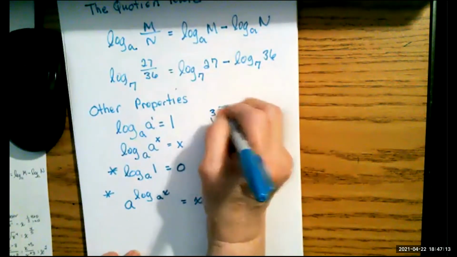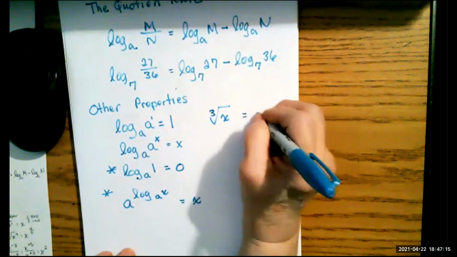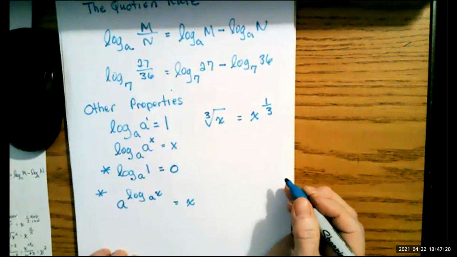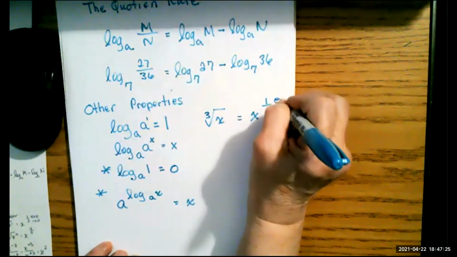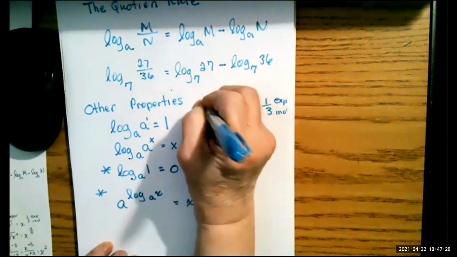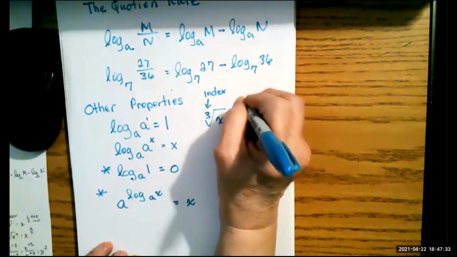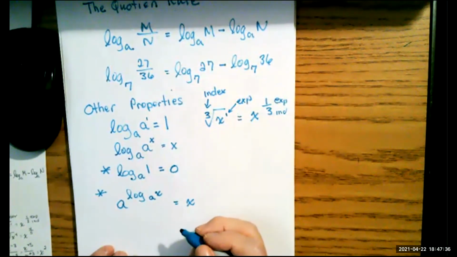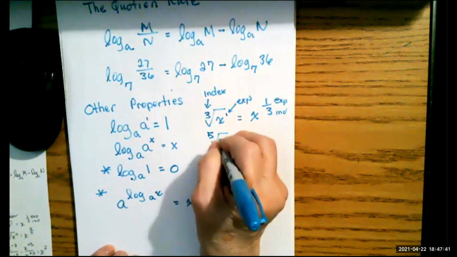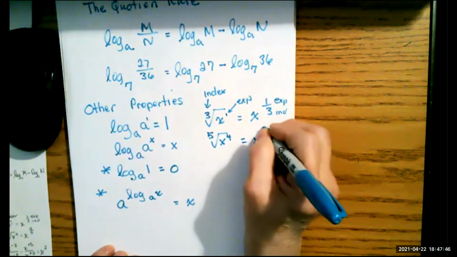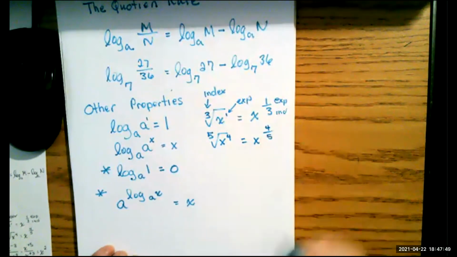Okay, the other day we did this, but I want to remind you because you're going to need it today. If you have the cubed root of X, that's X to the 1/3. It's exponent over index. The index number is here. The exponent number is right there, and it's understood to be 1 for this one. If you have the 5th root of X to the 4th, you can convert that to exponential. Exponent is 4, index is 5.